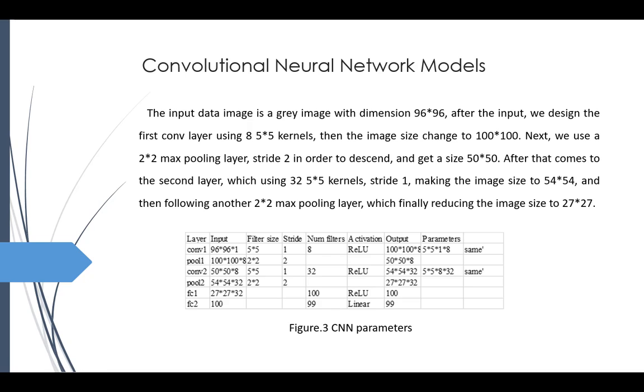And then I will also talk about some CNN implementations. The input data image is a gray image with dimension 96x96. After the input, we designed the first CNN layer using 8 5x5 kernels. Then the image size changed to 100x100 because of zero padding. Next, we use a 2x2 max pooling layer to get an image size of 50x50. And after the second CNN layer and another max pooling layer, we finally reduce the image size to 37x37.